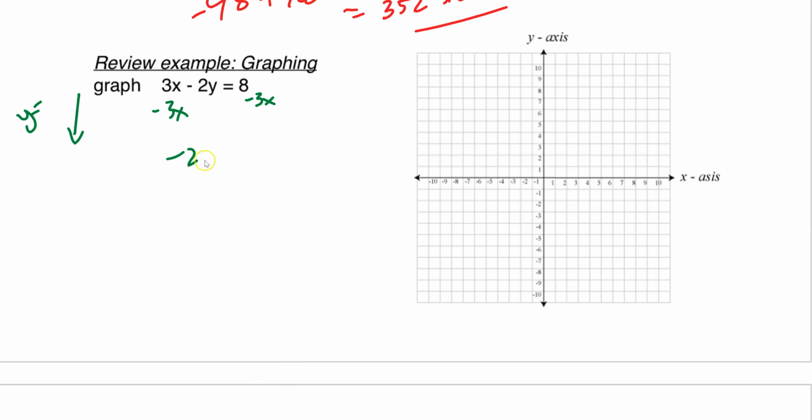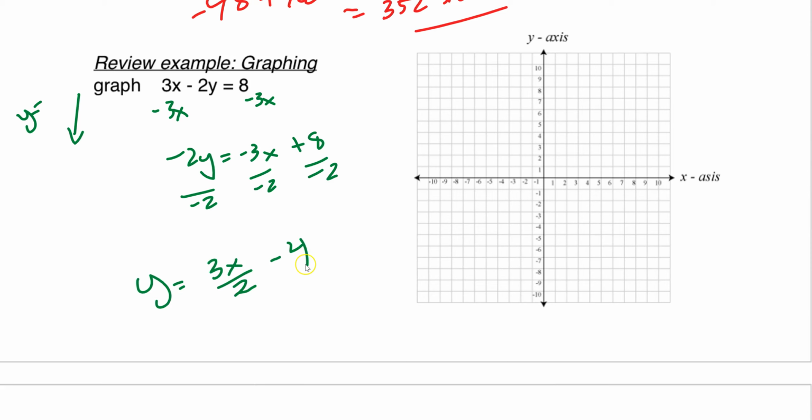I'm going to get negative 2y equals negative 3x plus 8. And then we're going to try to get y by itself, so let's divide everything by negative 2. Remember, divide everything by negative 2. And I get y equals 3x over 2 minus 4. So that's my equation. Now, in this case, my slope, right, it's the coefficient next to the x, 3 over 2. And my y-intercept, my b, is negative 4.